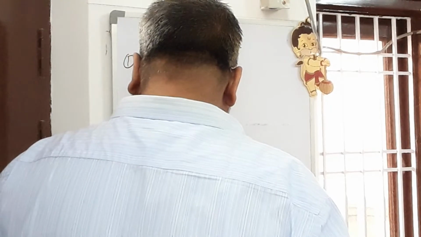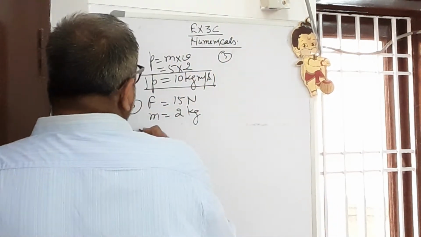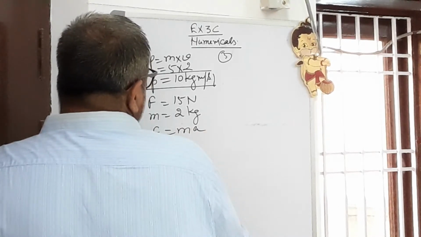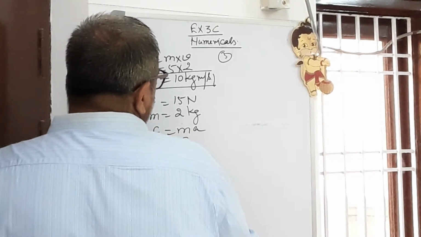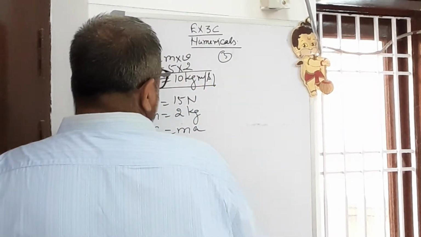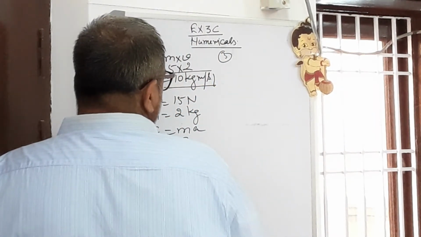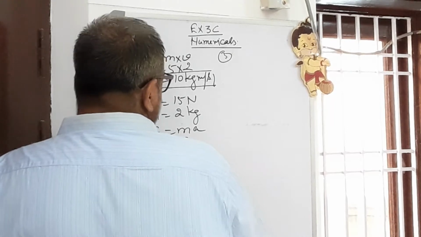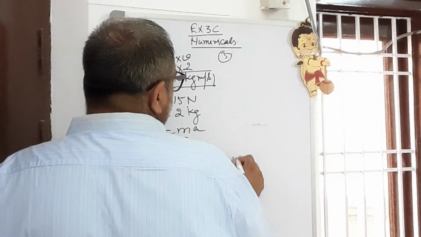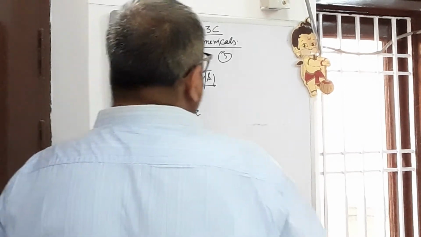Calculate the acceleration produced. You know that F is equal to m into a, or a is equal to F upon m. Force 15 and mass 2. A is equal to 7.5 meter per second square. Check answer.